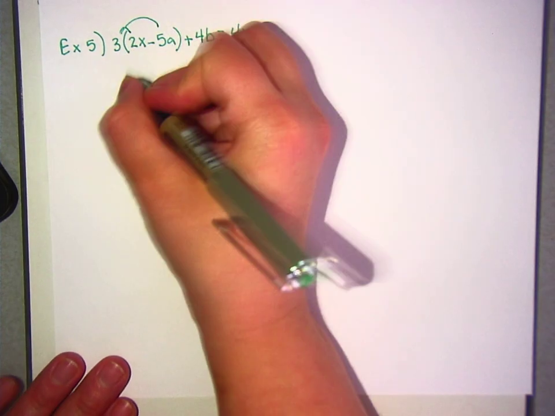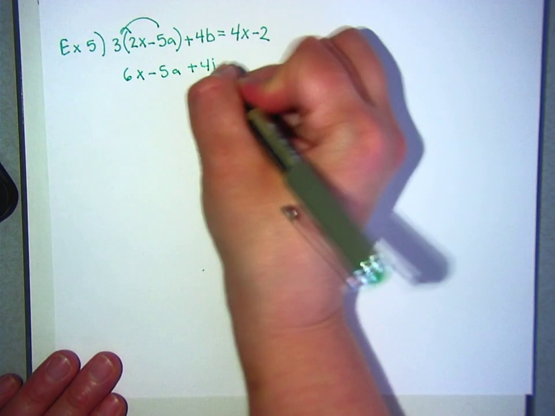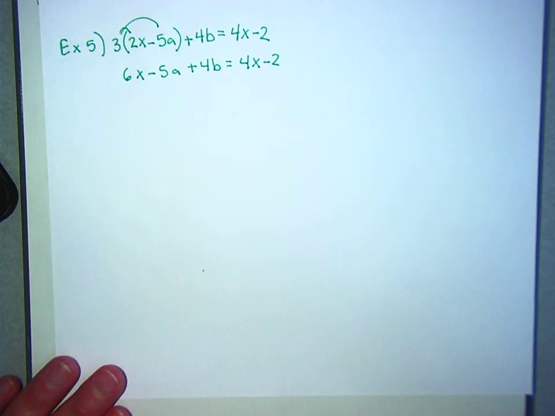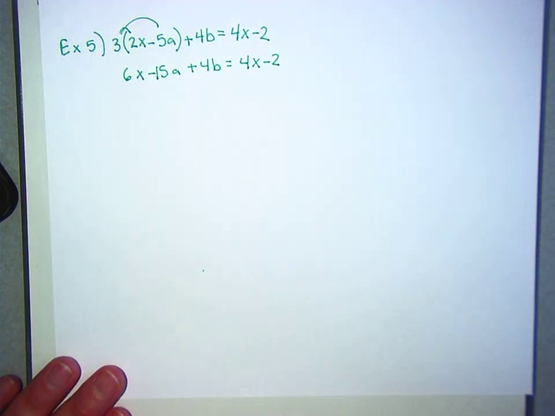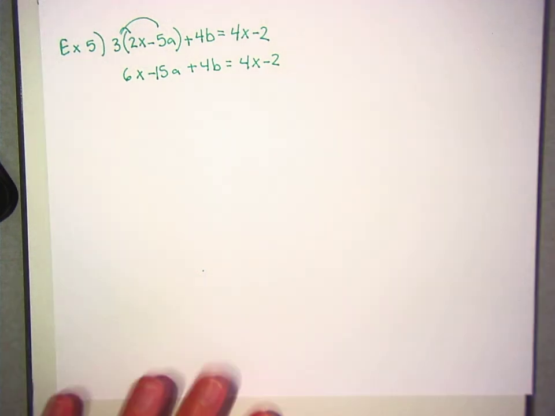Distribute. 6x minus 5a plus 4b equals 4x minus 2. Ooh, go get a prize right now. Go on, Alondra. Very nice. I like the nod that you gave me too, when you were like, you mean 15? And I looked at you and you're like, that's right. And I'm like, oof, yikes. Okay, all right, next up.